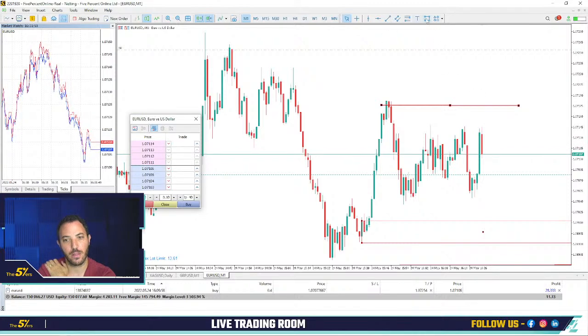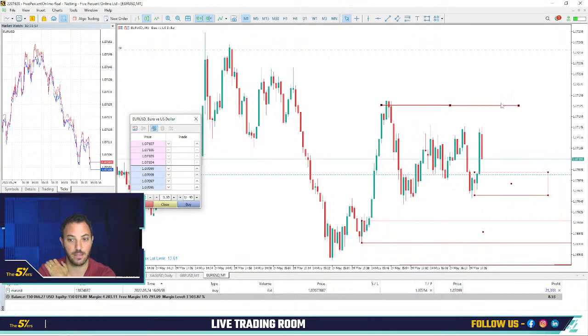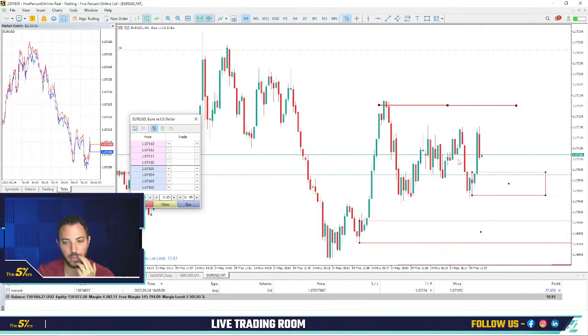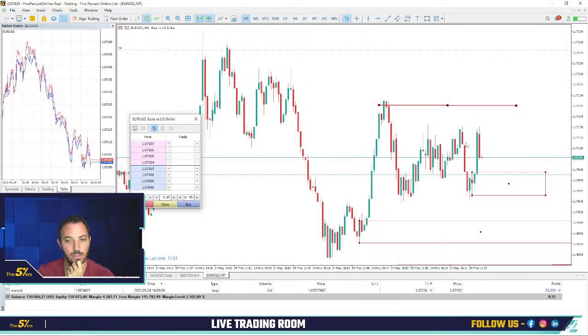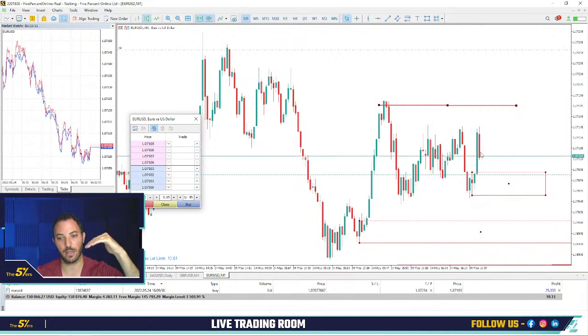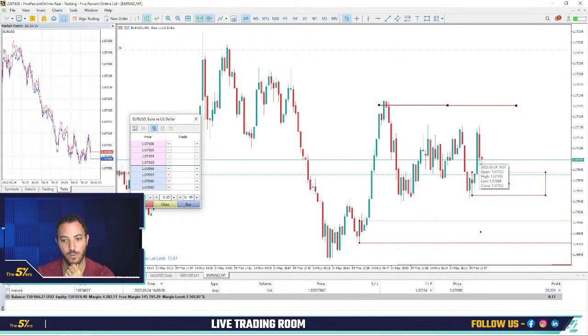Okay, this has become a new area of interest, so we might expect a test of that and then continuation higher. If that fails, I might scale out a little bit in the loss. I don't like the fact that we retraced but we didn't continue higher. This is a nice V shape, but then what I like to see is a retracement and continuation. Not this kind of closing.